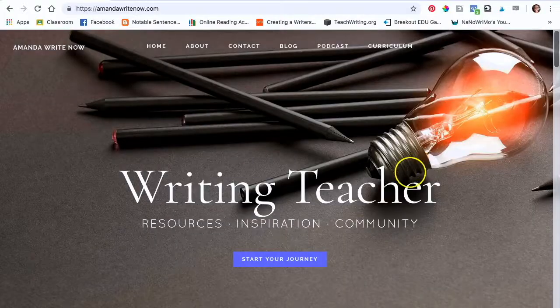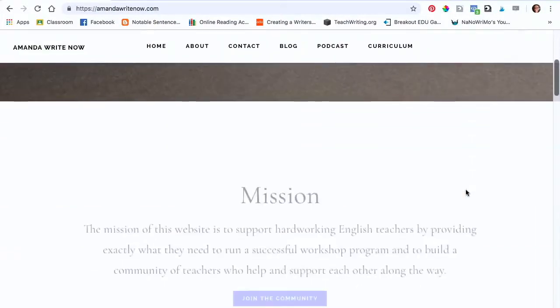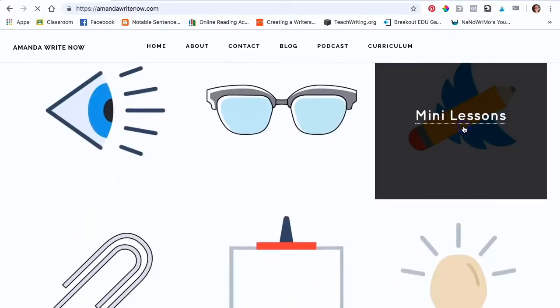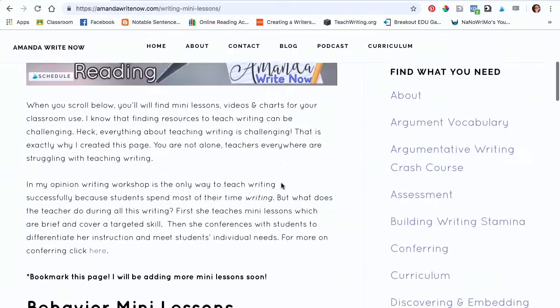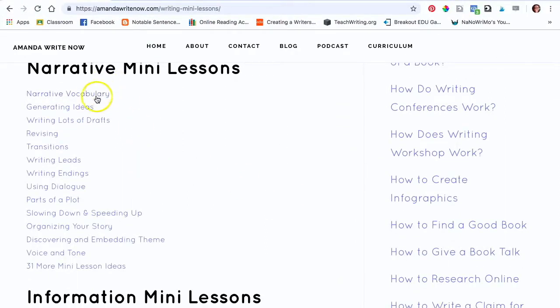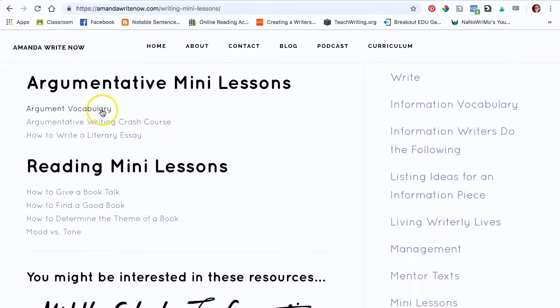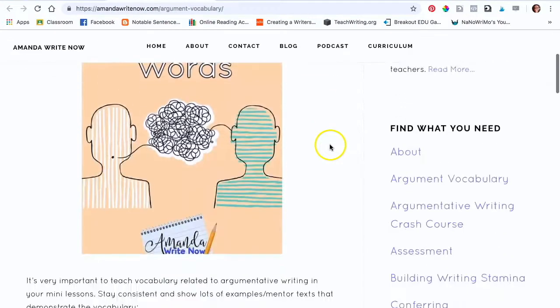It could be anything. On my website, I have three vocabulary lists for each of three genres of writing: narrative, information, and argument. If you go to amandawrightnow.com and scroll down to mini lessons, you will see there are vocabulary lists. So you could pick a word from these lists. You just click mini lessons on my web homepage, and it says information vocabulary list, narrative vocabulary, argument vocabulary. Just pick any concept off of those. And so that's the first thing.